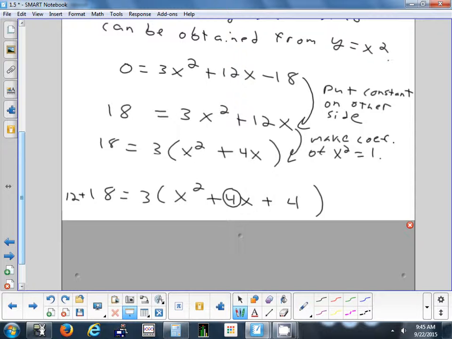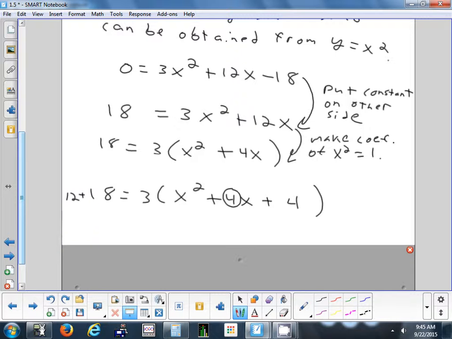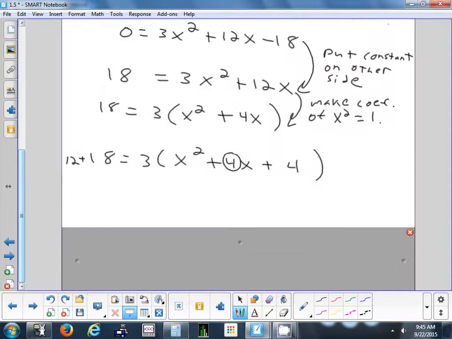That's the biggest mistake people always make. They forget that they had something on the outside. Now, there might be problems where this number was already a 1 to begin with in front of x squared. You don't factor anything out. That's easier. Then you don't have to think about what I just said. But I'm trying to show you one where you do. Next step, just add 12 and 18.